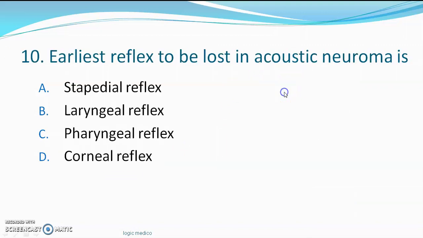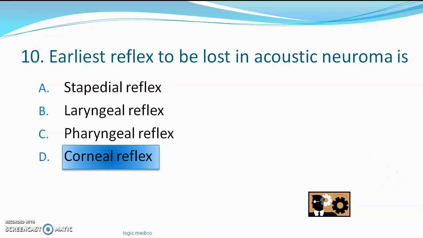Okay. Next question. Earliest reflex to be lost in acoustic neuroma is. Options are stapedial reflex, laryngeal reflex, pharyngeal reflex, corneal reflex. Your time starts now. Your time is almost up.